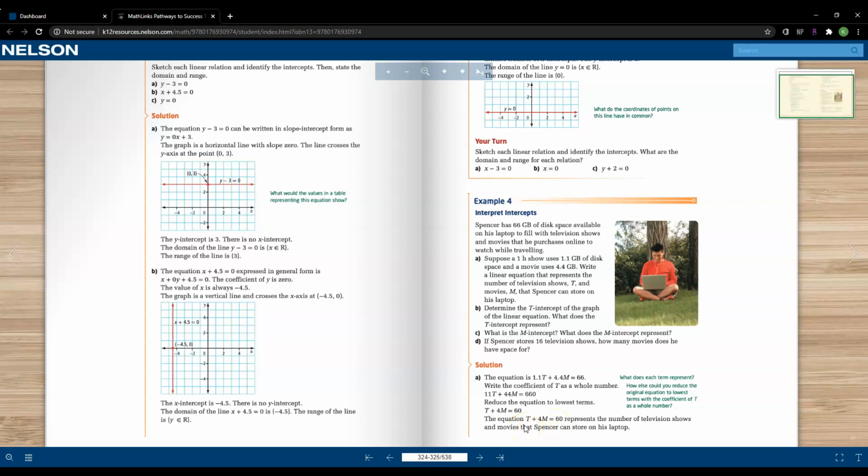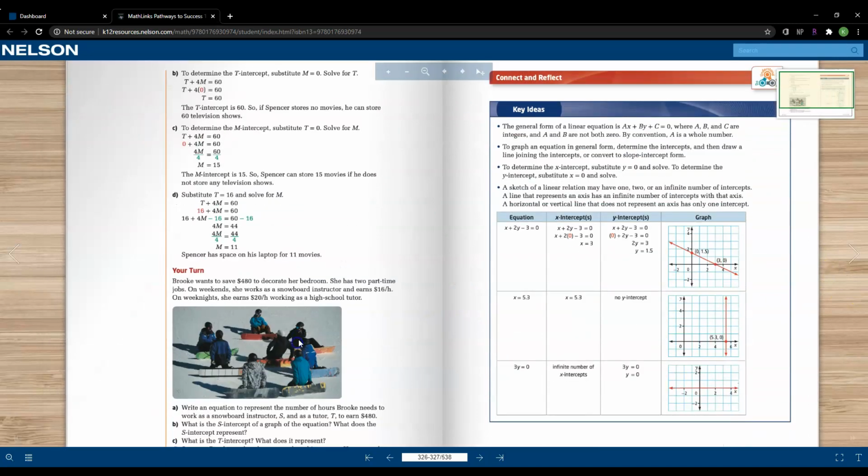If there's 5 movies here, then you can solve for, 5 television shows, you plug 5 for T, and then you just figure out how much space he has for the movies. Or if you want 8 movies, you plug in 8 for M, and you can solve for T to figure out how many television shows he'll be able to have.